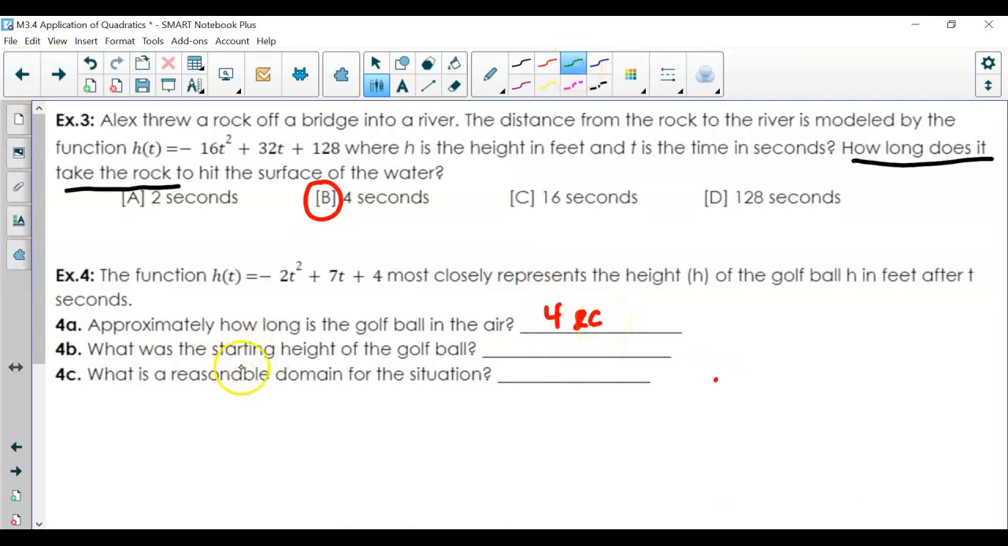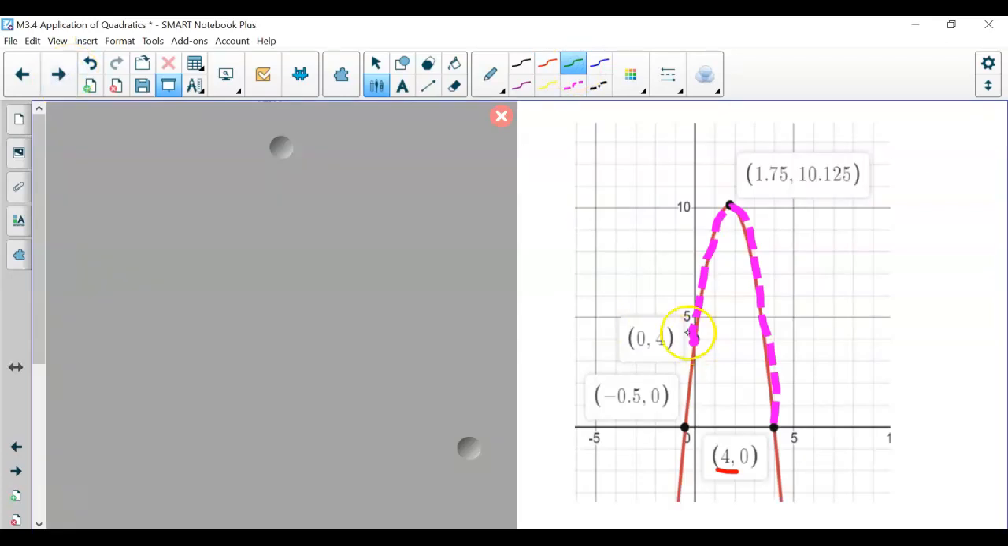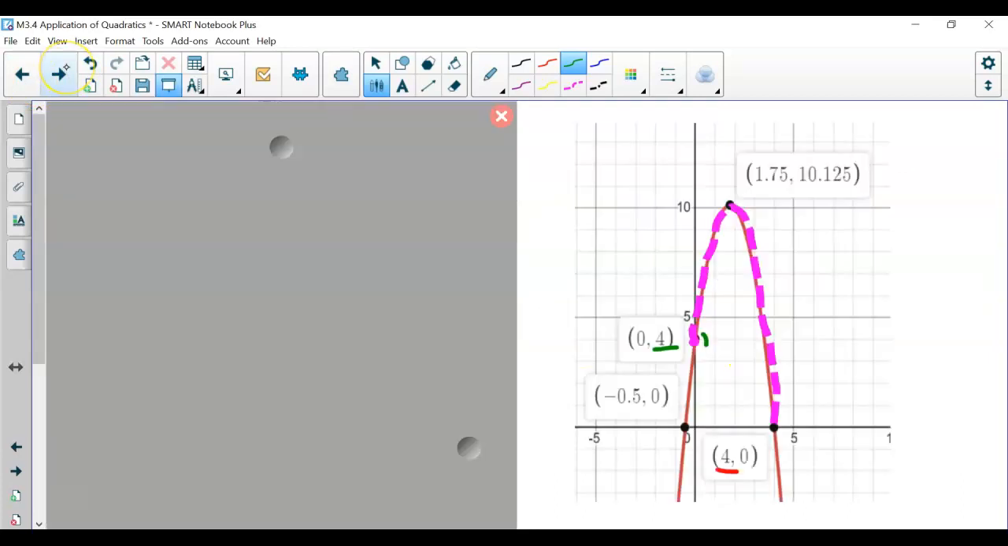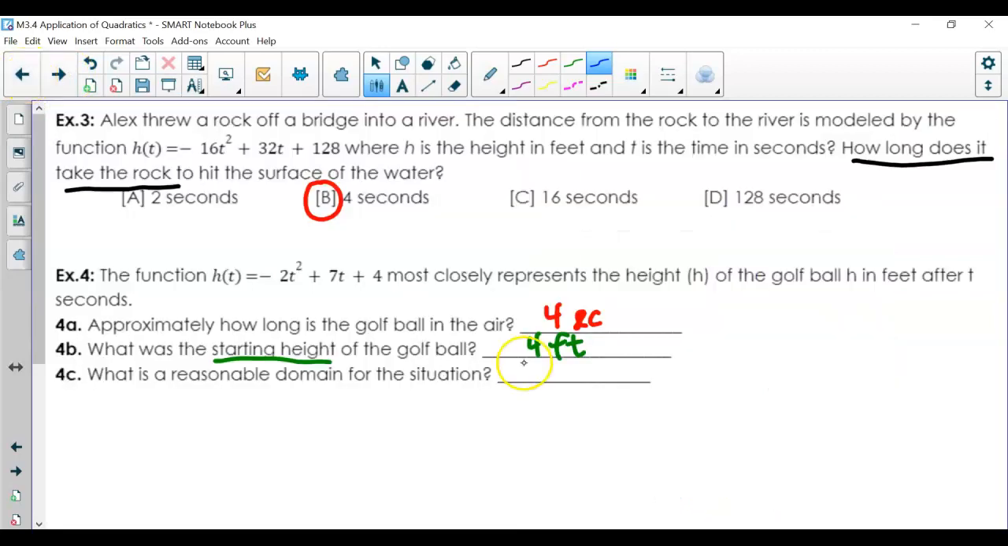What was the starting height, right? There's your y-intercept. So what was the starting height? 4 feet. What is the reasonable domain? So here's our x values. Are we starting at the x value here of negative 0.5? No, because it doesn't make sense to travel a negative distance. So we're not using this section here. We're starting at 0, this x value, and ending here at this x value of 4. So the reasonable domain is 0 to 4, or x values between 0 and 4 seconds.